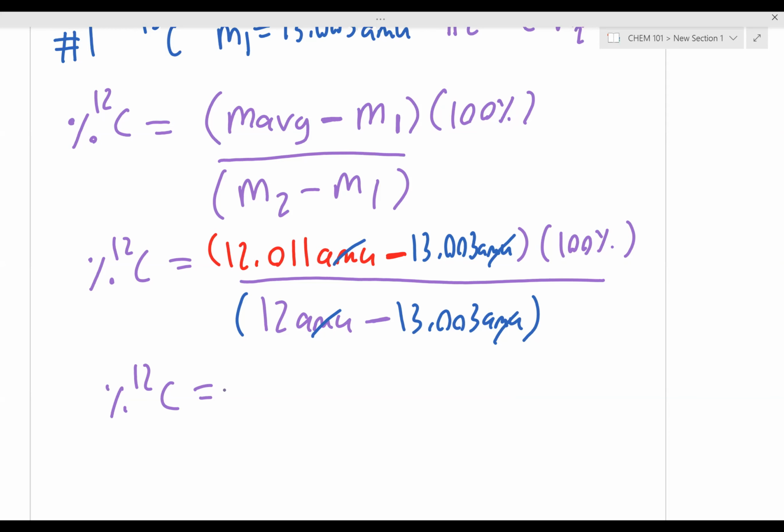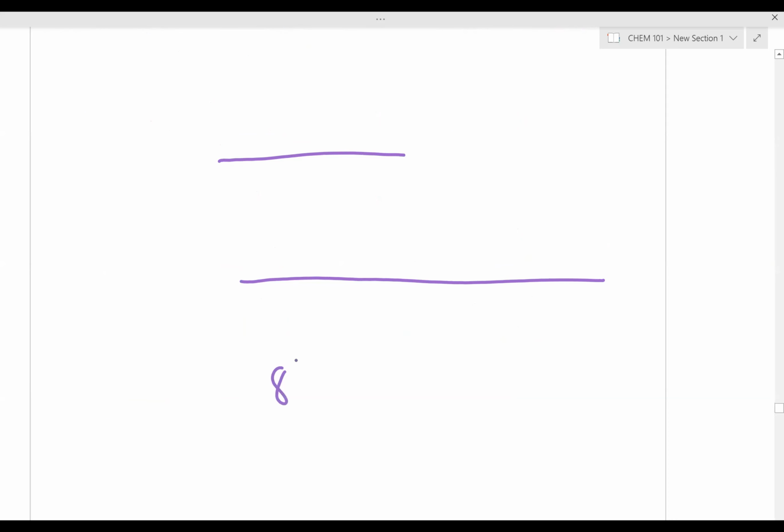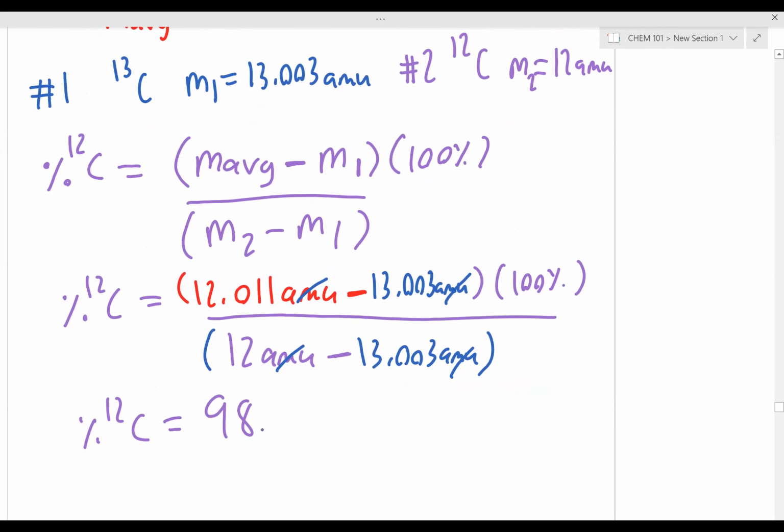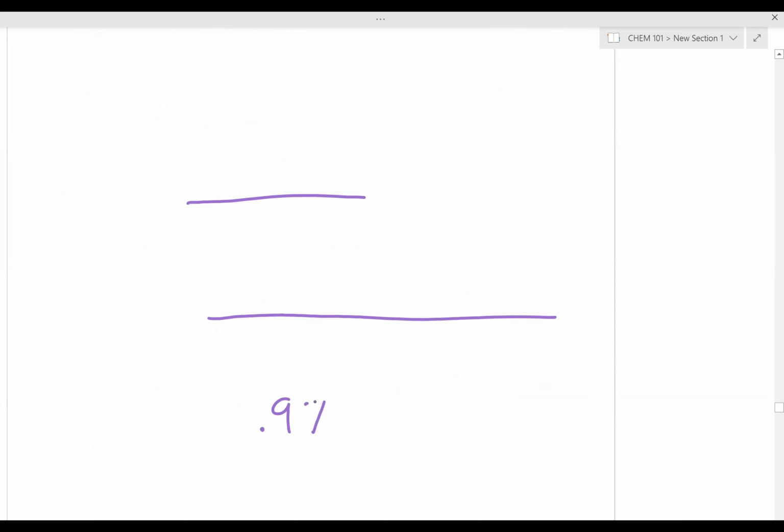Does that match? Okay. You really want to make sure you're comfortable entering these calculations in your calculator, as although this looks very straightforward, this is the number one source of error in answering these questions. People just make a calculator error and their number ends up incorrect. So let's write down our percent abundance of carbon 12, which is 98.9%.